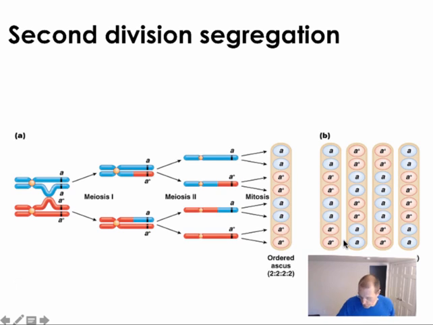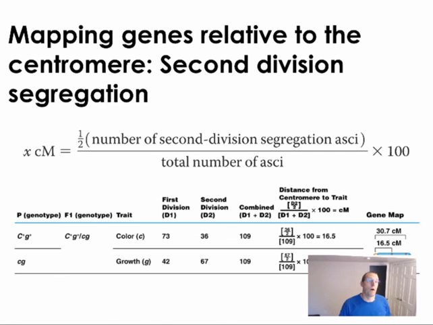You literally look down your microscope and look at the spore pattern, and you're like, oh, that's a type 1, oh, that's a type 3, and that's a type 4, and you just make a little tally chart. And that gives you a pattern of second division segregation. How do you use that data?